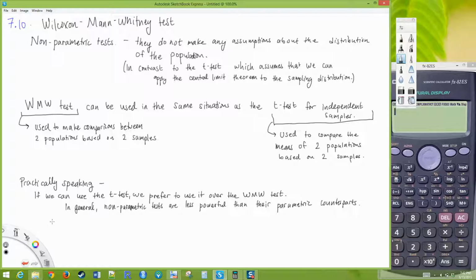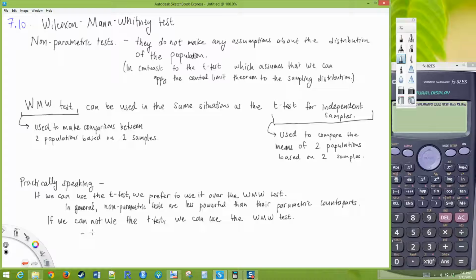But if we should not use the t-test, don't use it, right? And if we cannot use the t-test, we can use the Wilcoxon Mann-Whitney test. So let's see the common situations to use the Wilcoxon Mann-Whitney test.